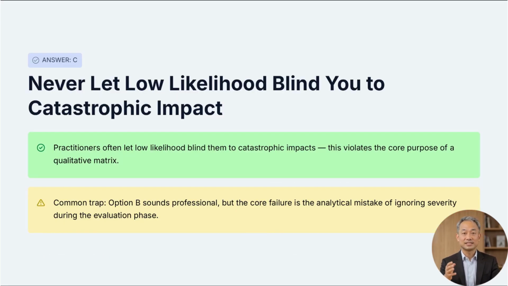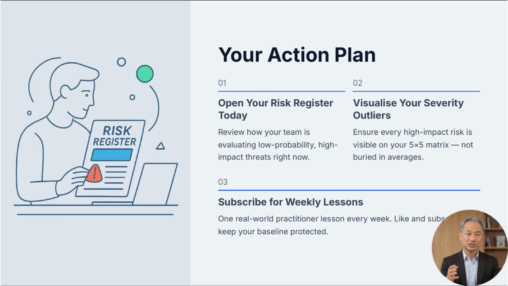Correct answer, C. Practitioners often let low likelihood blind them to catastrophic impacts, which violates the core purpose of a qualitative matrix. Common trap. B sounds highly professional, but the core failure here is the analytical mistake of ignoring severity during the evaluation phase. I truly wish someone had sat me down and explained the hidden danger of averaging out severe impacts when I was studying for my own exam years ago.